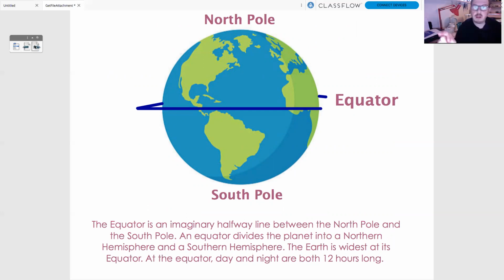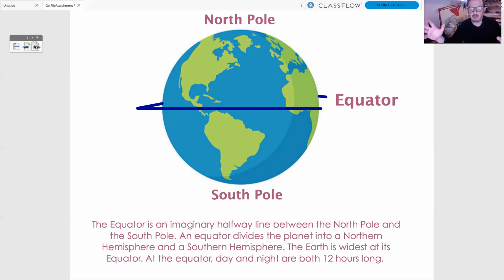And this equator that you can see on the board is an imaginary line. It doesn't really exist. If you go to the halfway point in the world, which is where the equator is, halfway between the North Pole and South Pole, there's not a line drawn across the ground saying, here's the equator, going all the way around the world. No, we have to imagine it, okay? So the equator is an imaginary halfway line between the North Pole and the South Pole. And the equator divides the entire planet into a northern hemisphere and a southern hemisphere.